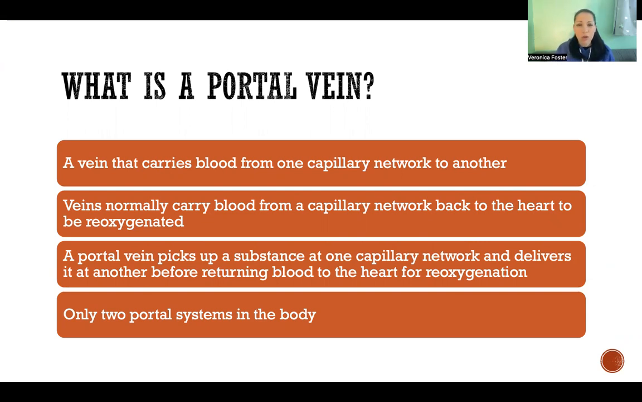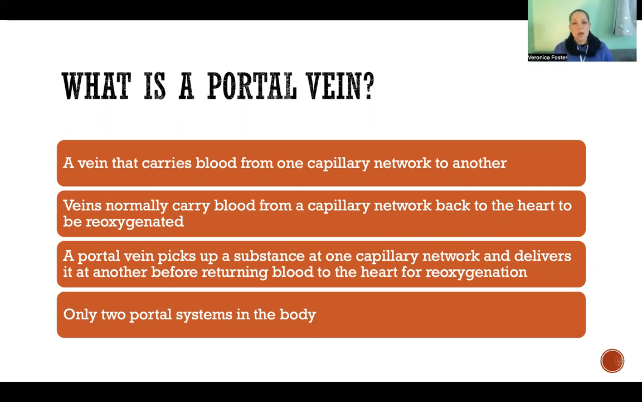So normally, in normal circulation, our veins are carrying blood from a capillary network where we just dropped off oxygen, picked up carbon dioxide, and then that deoxygenated blood is traveling through veins from where we dropped everything off back up to the heart to become oxygenated and recirculated. So that's normally what's happening.